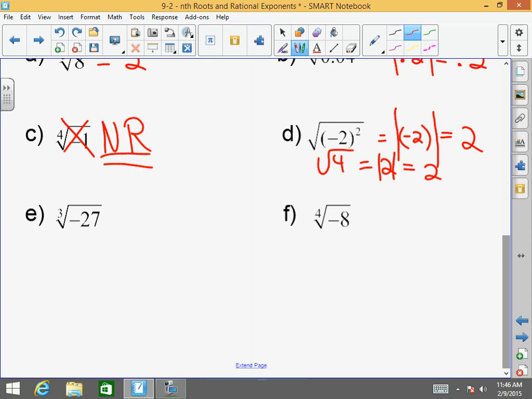The cube root of negative 27 is negative 3, because negative 3 times negative 3 is 9, times a negative 3 is negative 27. The fourth root of negative 8, it's not a real root. It's imaginary. We'll get into that later, but for right now, that is not a real root. And that's what I was asking for, the real roots.